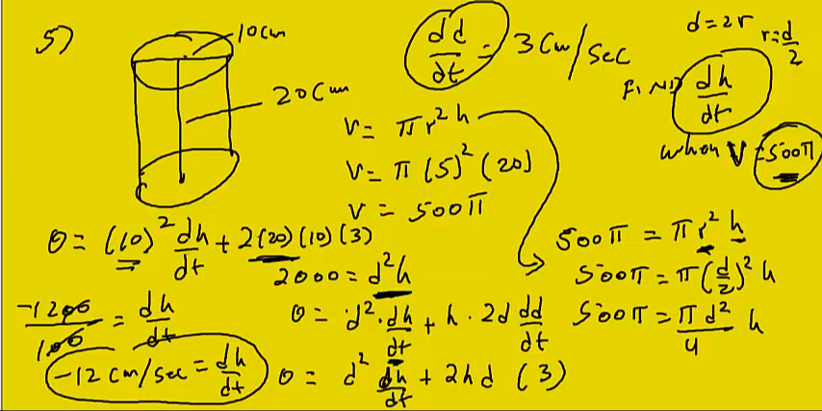That means if the volume stays the same, if the can gets flatter, fatter, my height has to be changing to keep the volume the same. Does that make sense? The big can here, if I start squeezing it down, my height has to change at this rate to keep my volume the same, which is 500 pi. So the statement is the height is changing at negative 12 centimeters per second.